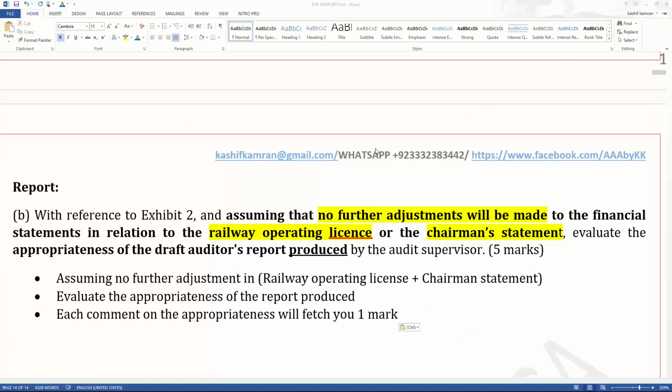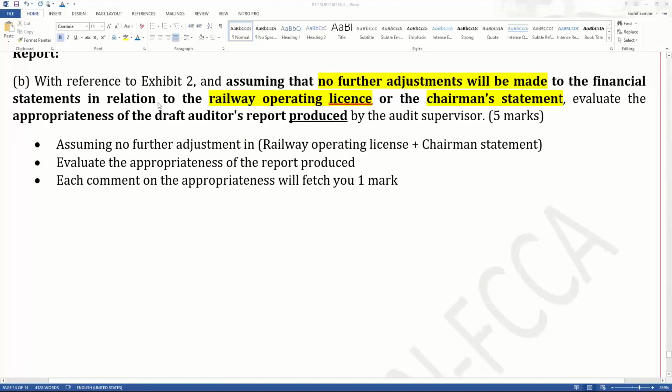Okay, that's great. Now look at the second part. With reference to Exhibit 2, assuming no further adjustment will be made to the financial statement in relation to the operating license, will the management be giving a disclosure of the going concern problems? Or, assuming no adjustment to the chairman's statement, will the management be rectifying the chairman's statement?